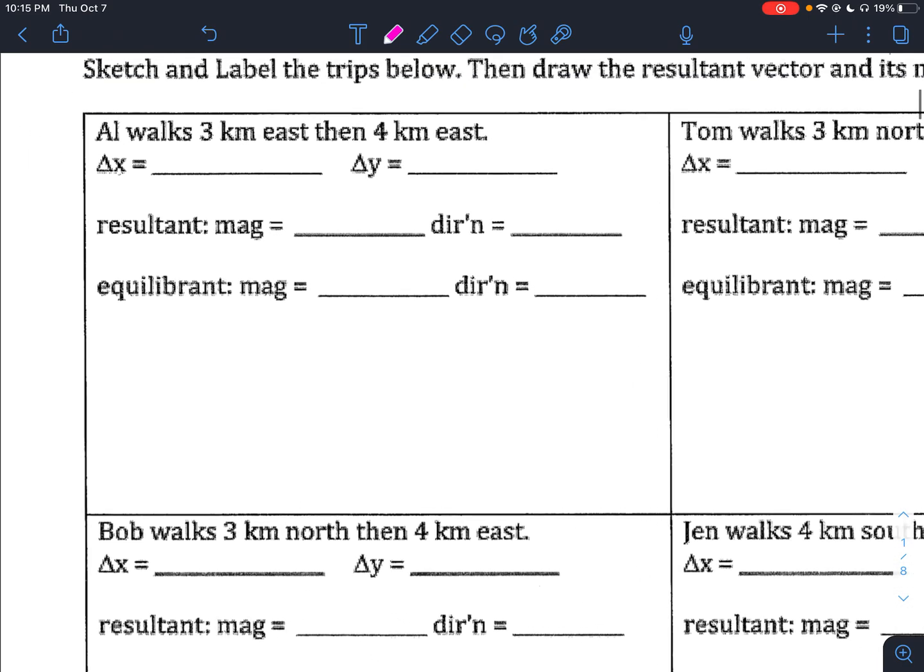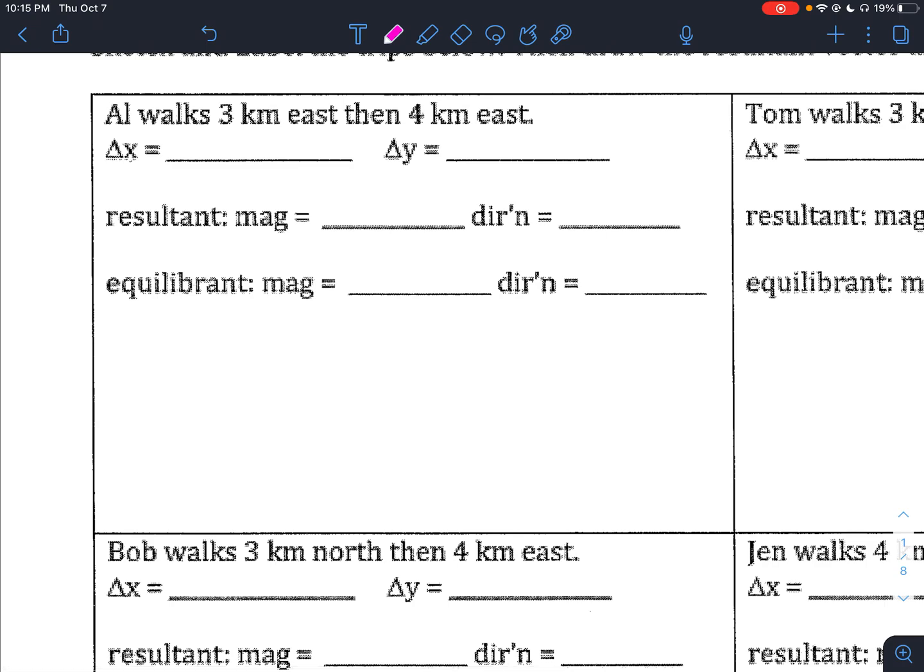So here we have Al. Al walks 3 kilometers east and then 4 kilometers east. So I'm going to start off just by sketching out the diagrams. That's usually the best way, since I mentioned that when we're solving our physics problems, you want to diagram the scenario if it's not already diagrammed for you.